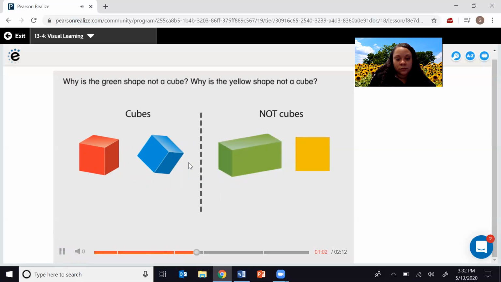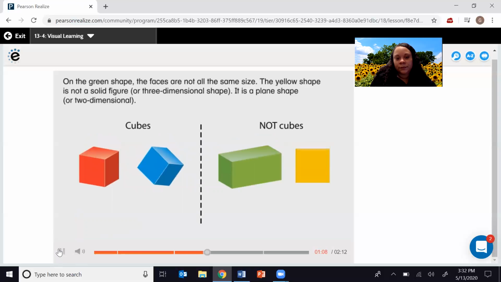Why is the yellow shape not a cube? Well, we know that this one is not a cube because it's made up of not only squares, but also rectangles. And cubes only have faces that are shaped like squares. And this is a 2D shape, that's just a square. So there's no way that's a cube. The faces are not all the same size. The yellow shape is not a solid figure or 3-dimensional shape. It is a plane shape or 2-dimensional.